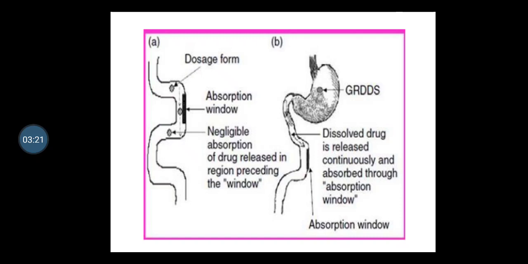So fundus, body and antrum: the proximal part made of the fundus and the body acts as a reservoir for the undigested material here. If you can see, the dissolved drug is released continuously and absorbed through the absorption window here. So this is an absorption window in the B figure, whereas in the A figure the absorption window is in the middle part. The antrum is the main site for the mixing motion and acts as a pump for gastric emptying by propelling action.